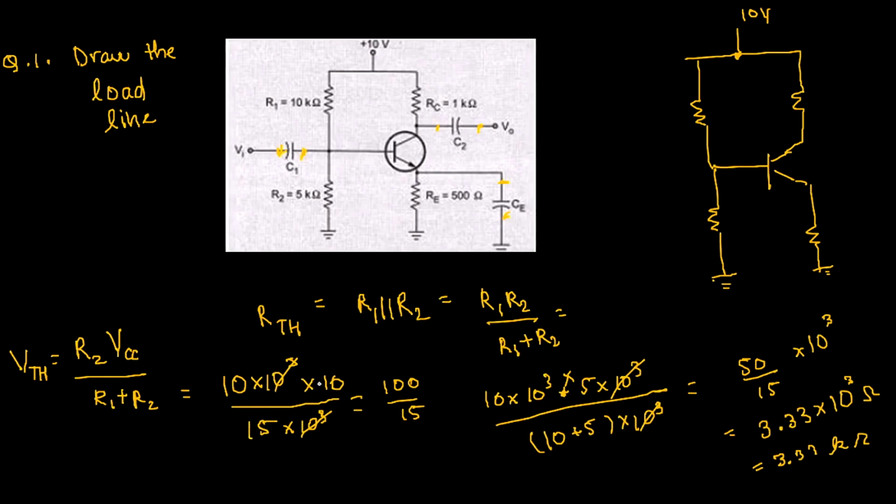Sorry, the value of R2 is not 10, it's 5. So we have 50 by 15, which gives us 3.3 volts. So now we have VTH and RTH.